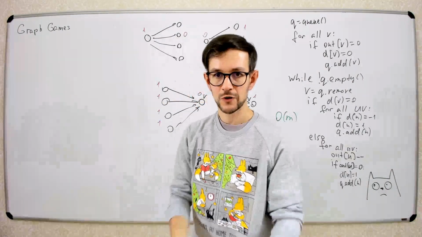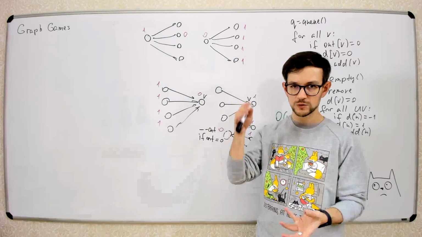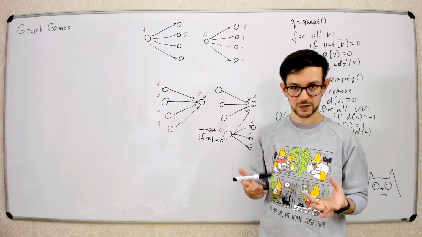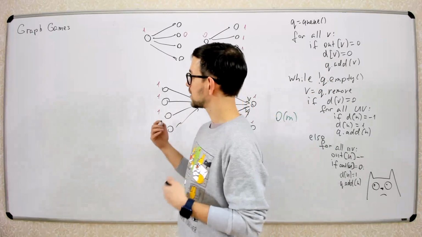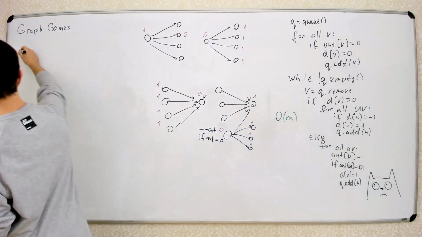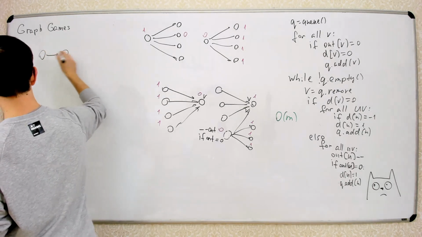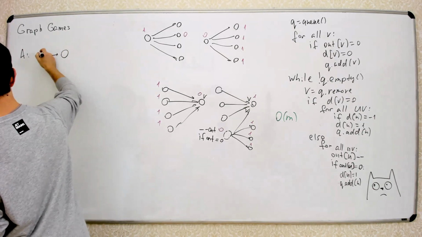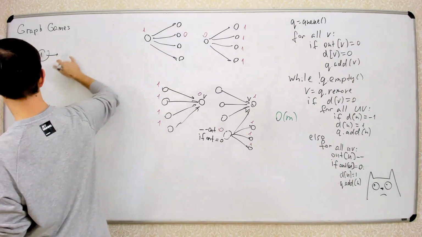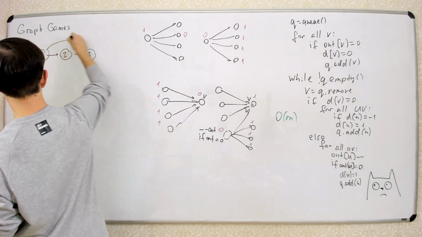Let's talk about sum of games. So you may have two games and you want to calculate the sum of these games. What does it mean? Let's have two graph games. For example, let's have game A like this. Let's see, 1, 2, and 3, and this.